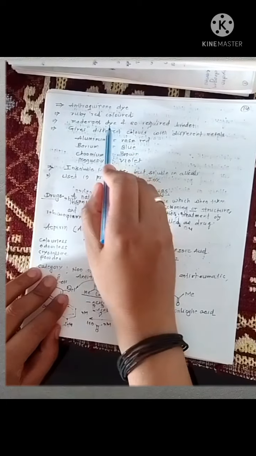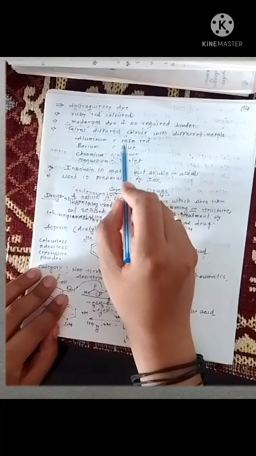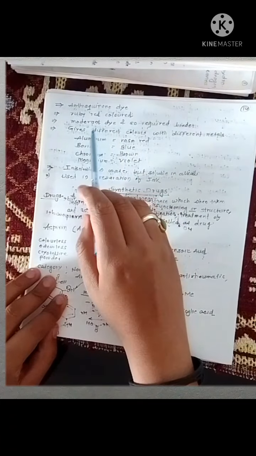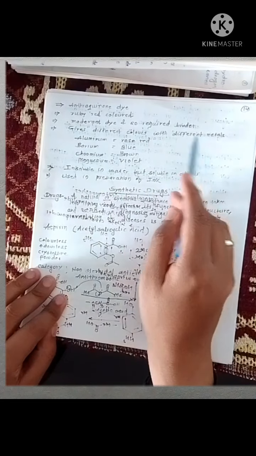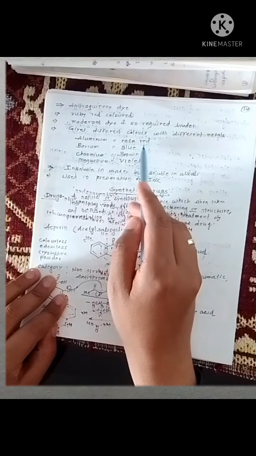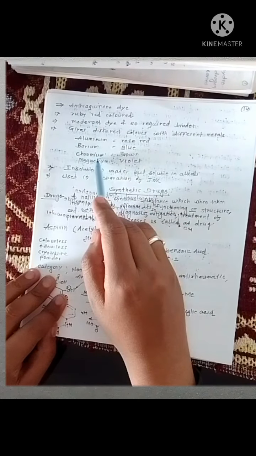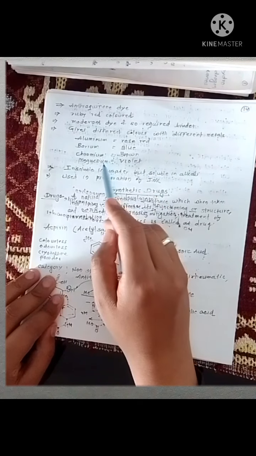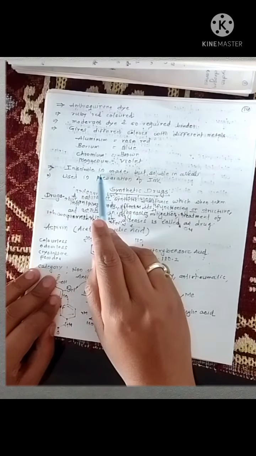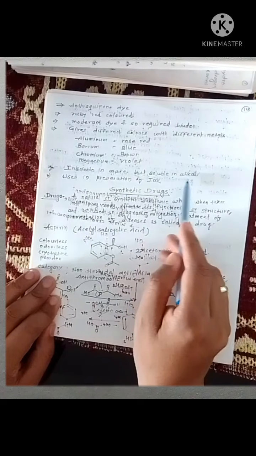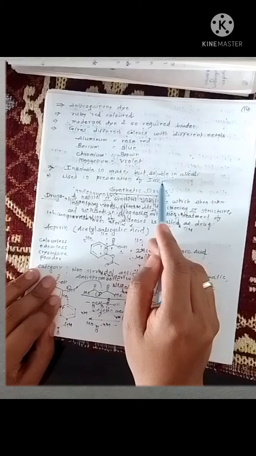It is a mordant dye, and so it requires a binder. Anthraquinone dye or alizarin basically gives different colors with different metals. With aluminium it forms rose red color, with barium it gives blue color, with chromium metal it forms brown color, and with magnesium metal it gives violet color. This dye is basically water insoluble, but it is soluble in alkali. It is used in the preparation of ink.